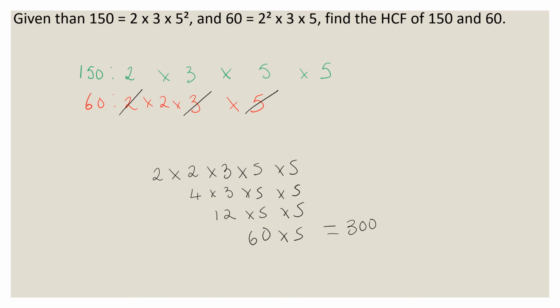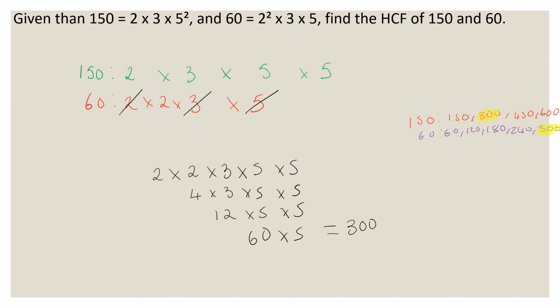And again, you can do it the other method. So if we were to do 150's multiples, 150, 300, 450, and so on. And if I was to do 60's multiples, I'd do 60, 120, 180, 240, and there we go, 300. So they are the lowest common multiples.